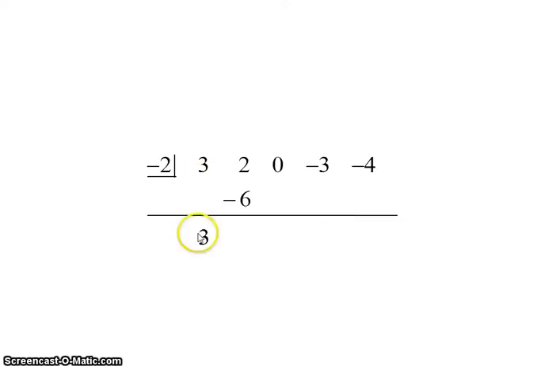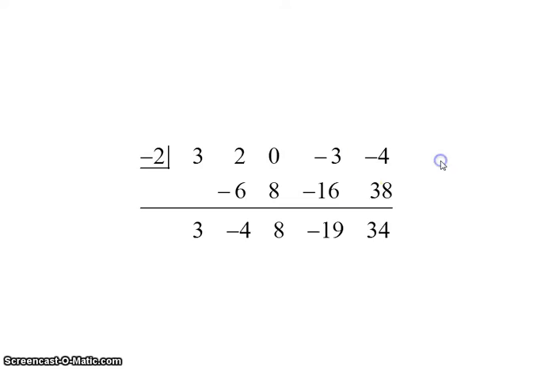Next step, we drop the 3, the first number, down to our bottom row, and then we multiply our bottom row times our number in the box. So negative 2 times 3 is negative 6. We put that in our second row and into the next column, and from there we just repeat those steps over and over until we get to the end. So we're going to add in columns. 2 plus negative 6 is negative 4.